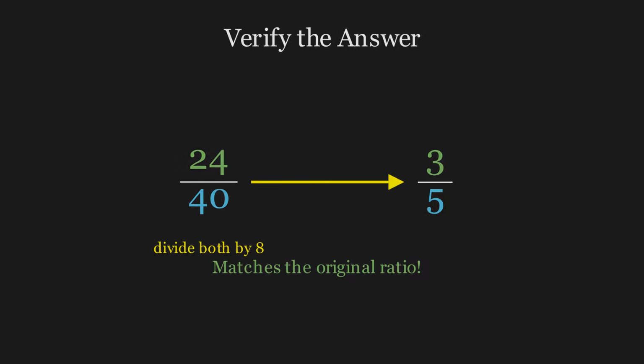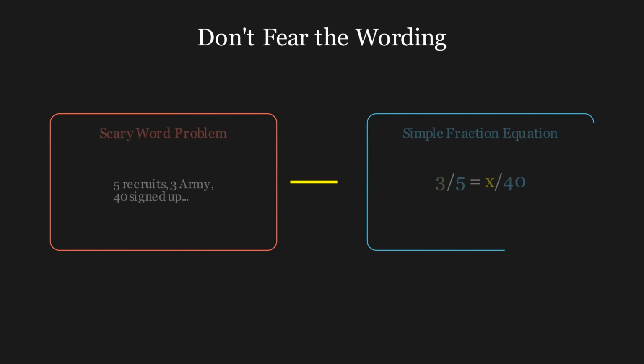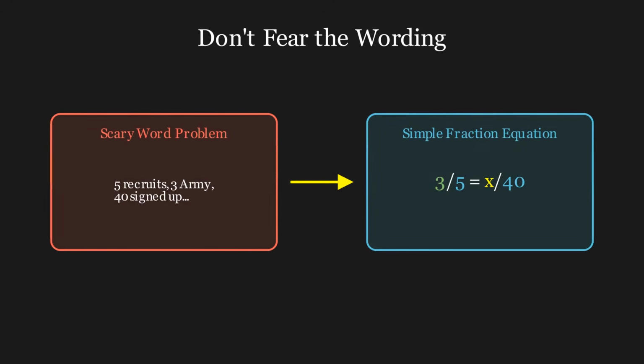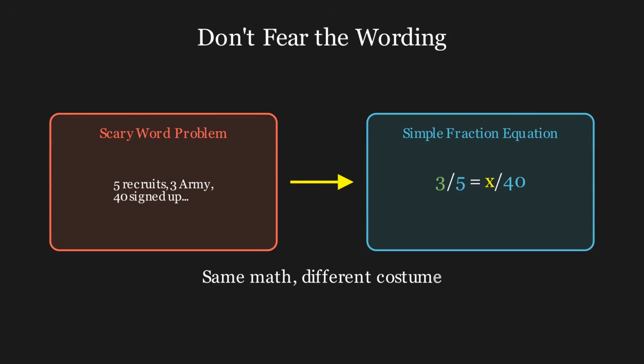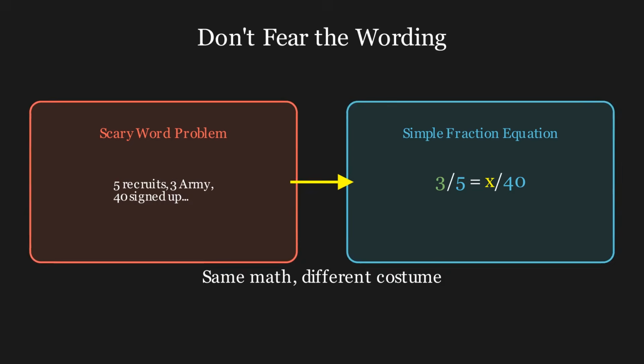A proportion is honestly just 2 equivalent fractions sitting next to an equals sign. Fractions you've been simplifying and scaling since elementary school. The ASVAB just dresses it up in word problem language about recruits, or paint mixtures, or map distances, hoping the wording scares you before the math does.